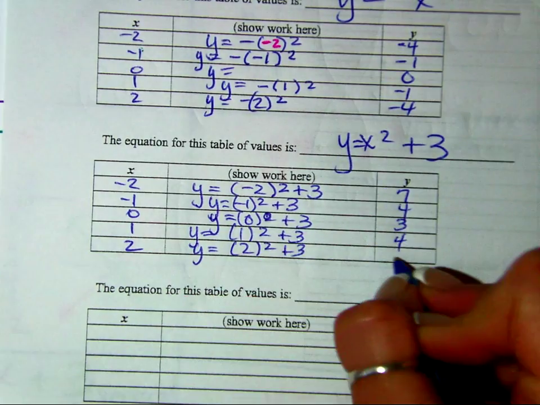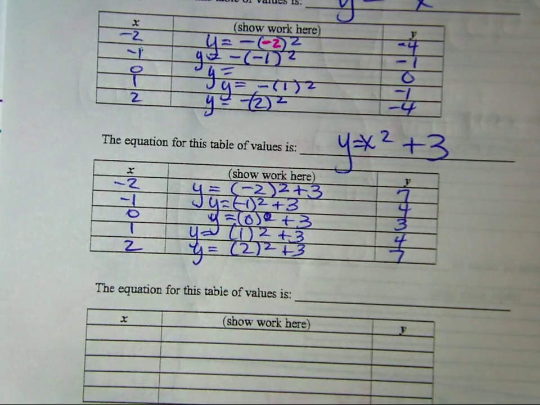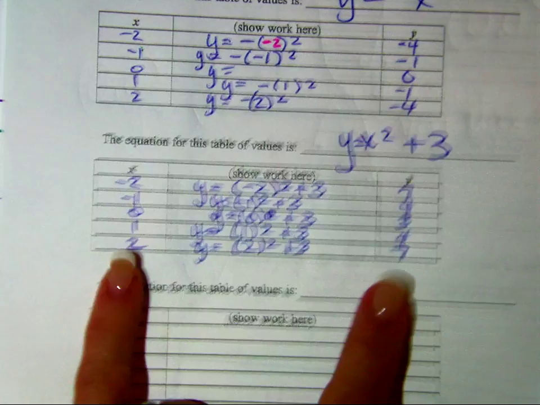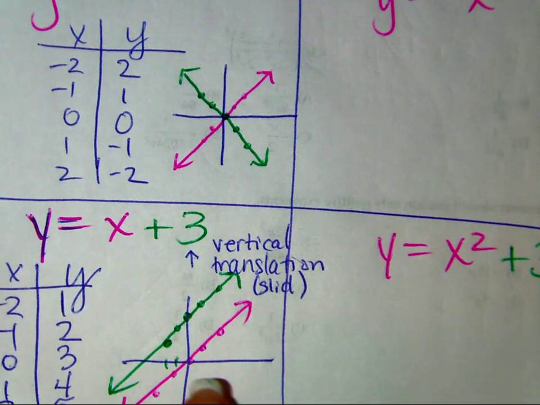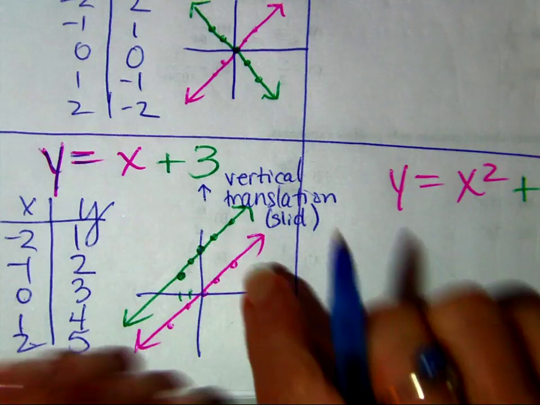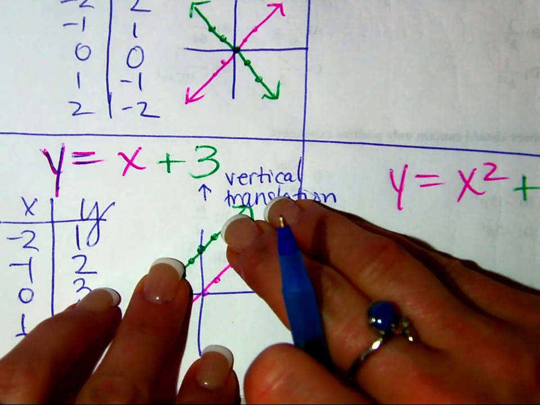Okay, so now, anybody have a guess? Take a wild guess at when I plot these points, what's it going to look like on my graph compared to the parent function in pink? What did it do here? It was a vertical translation. I took that pink line and I slid it, right? So let's see if that happens here.